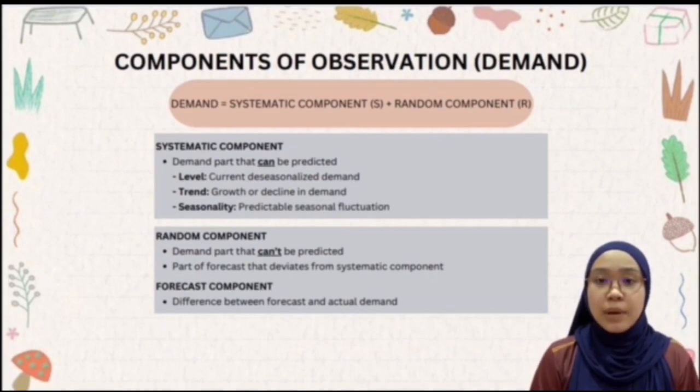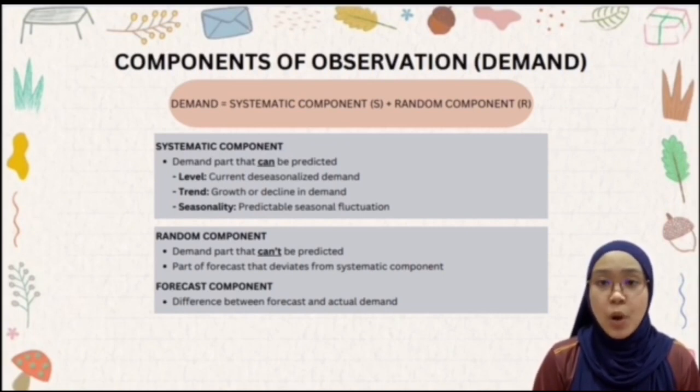This slide is about the components of observation, which is demand. To get the demand, the systematic component must be added to a random component. The systematic component is the demand part that can be predicted through its level, trend, and seasonality. Next, the random component is the demand that cannot be predicted.